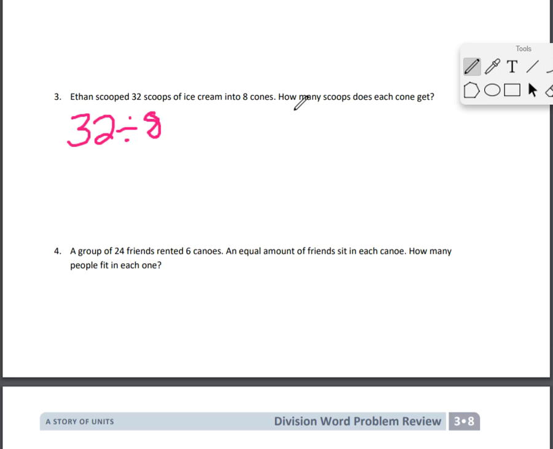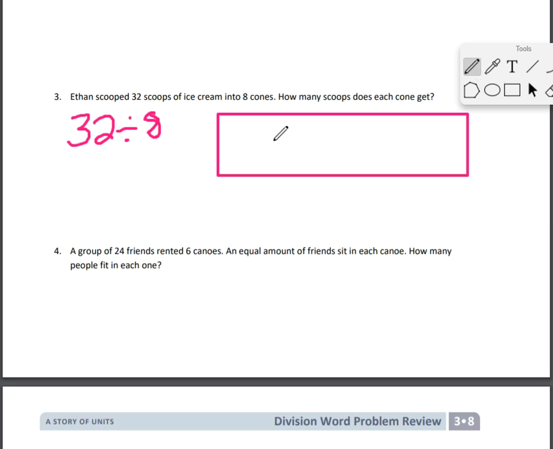If you're still working on your 8s, this is when you turn to your tape diagram and you'd count by your 8s. 8, 16, 24, 32. So we have 1, 2, 3, 4 groups of 8.